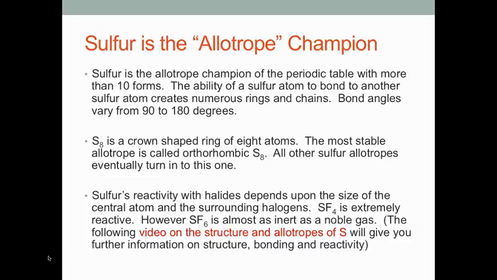Most oftentimes, we see sulfur as a ring of 8 atoms. The most stable allotrope is called orthorhombic S8, or sulfur. All other sulfur allotropes over time turn into orthorhombic S8. Sulfur's reactivity with different kinds of elements depends on the size, especially with halides.